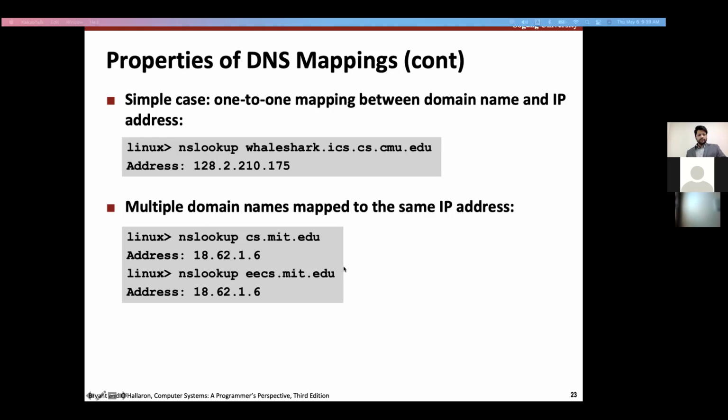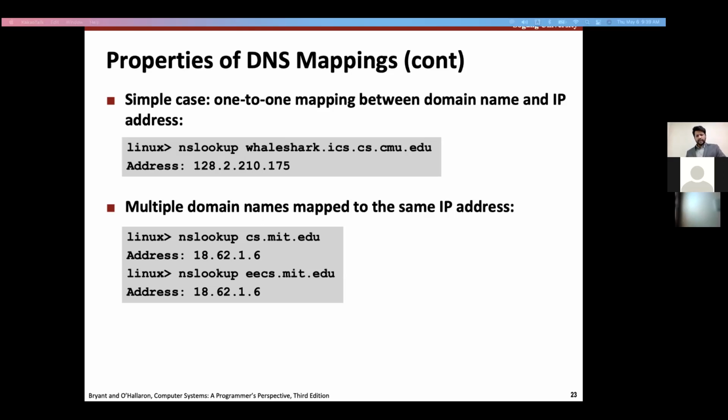So, what are the properties of this DNS mapping? We are continuing. There are three different cases. The first one is the simplest case, where we've got a one-to-one mapping between a domain name and an IP address. If you run nslookup on this domain name, we will get this IP address fetched here.